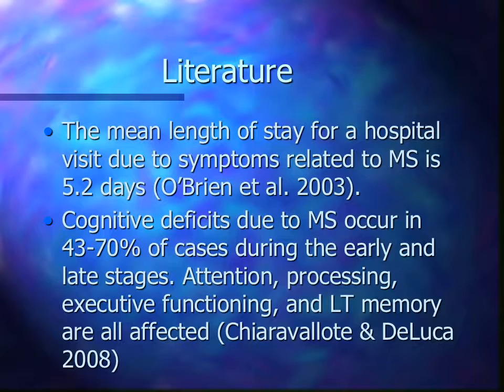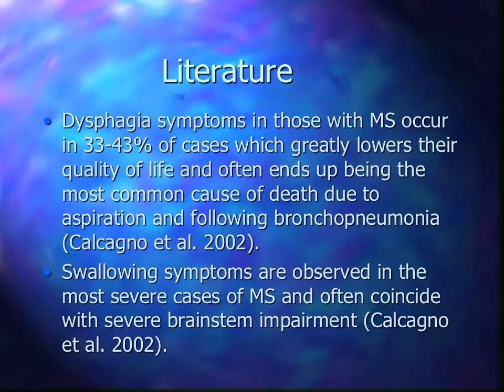Cognitive deficits due to MS occur in 43 to 70% of cases during the early and late stages. Attention, processing, executive functioning, and long-term memory are all affected. Dysphagia symptoms in those with MS occur in 33 to 43% of cases, which greatly lowers their quality of life and often ends up being the most common cause of death, due to aspiration followed by bronchopneumonia. Severe dysphagia like this occurs in late-stage MS, so it's not very common with people just being diagnosed or in the early stages. Swallowing symptoms are observed in the most severe cases, like I said, and it often coincides with severe brainstem impairment, obviously because the brainstem takes care of functions such as breathing and swallowing.